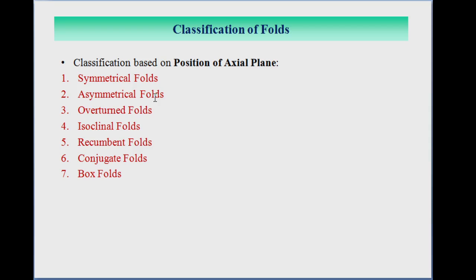So first we will see, in your syllabus only the classification based on the position of the axial plane is included. So we will study the classification of the fold based on the position of the axial plane. Depending upon the position of the axial plane, the folds are classified as symmetric fold, asymmetric fold, overturn fold, isoclinal fold, recumbent fold, then conjugate fold, and the last one is a box fold. Now we will see each of these folds in detail.